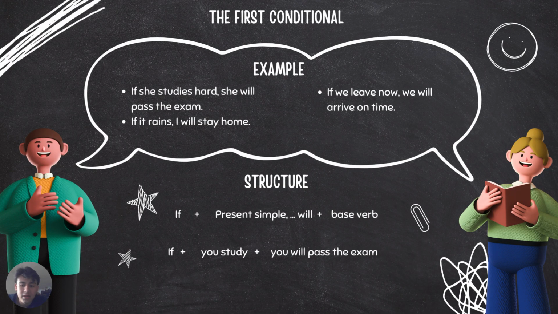The first conditional is for real possibilities in the future. We use if plus present, and then will plus verb. For example, if she studies hard, she will pass the exam, or if we leave now, we will arrive on time. Another example is, if it rains, I will stay home.